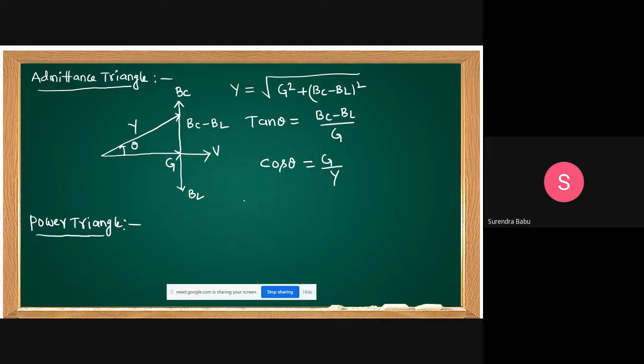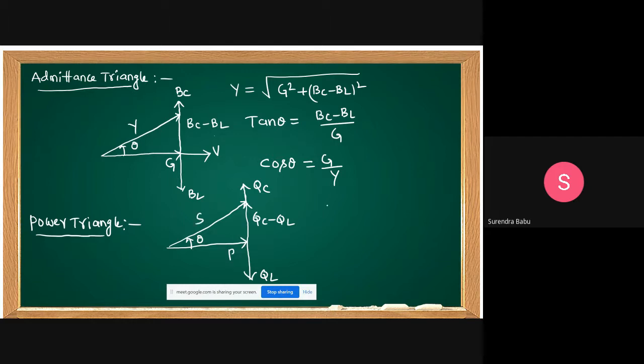You can draw this one like this. Please do this, all of you. This is QC. This is QL, QL is less. And this is QC minus QL. This angle is theta. Sorry, this is P, the reference. This is power.